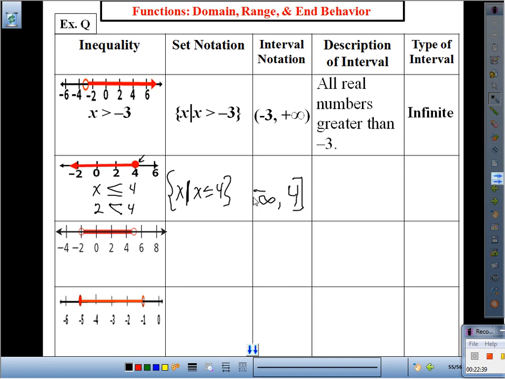Do we ever reach or catch up to negative infinity? No, so this is what? Parentheses, to indicate that it does not include it because it keeps going. So what does this mean? All real numbers less than or equal to 4. And since it doesn't stop, what kind of interval is this? Infinite.